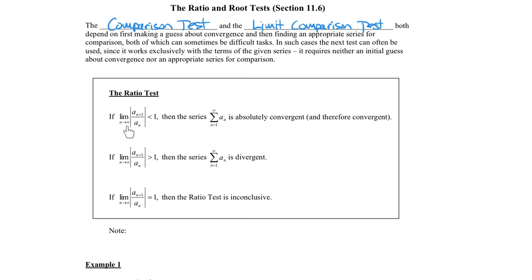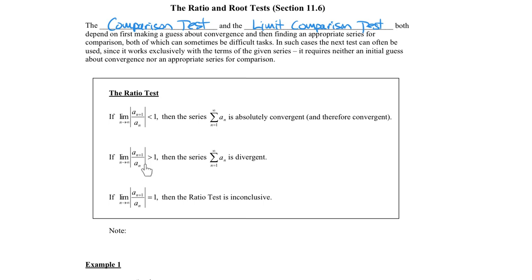And what we do is we take the limit of the nth term plus 1 of the series. We divide that by the nth term. We take the limit of that wrapped in absolute value, and if we get a number less than 1, then the series is absolutely convergent, and of course therefore convergent.